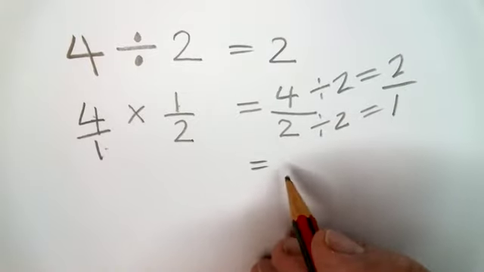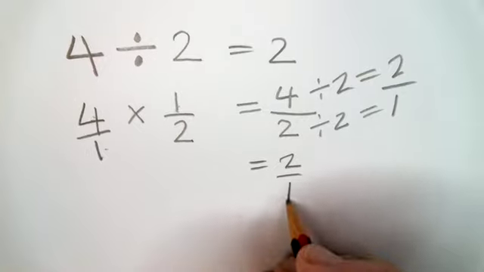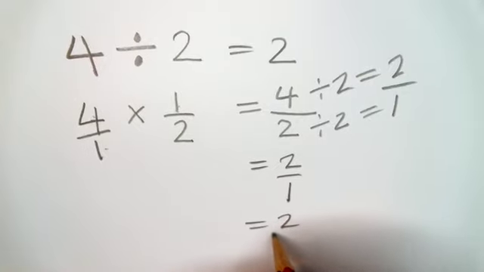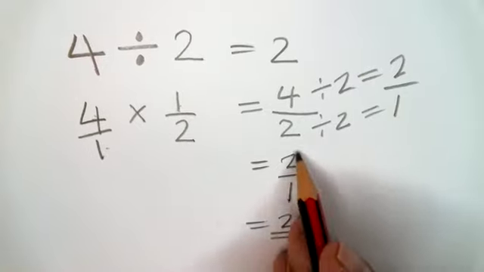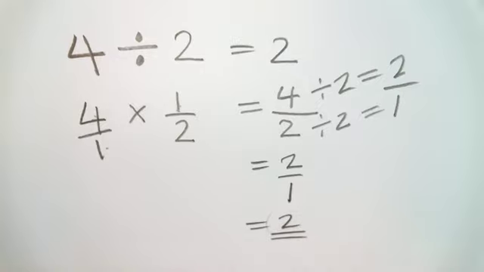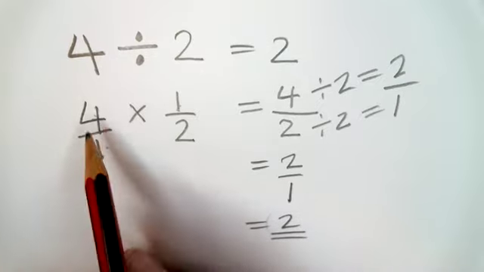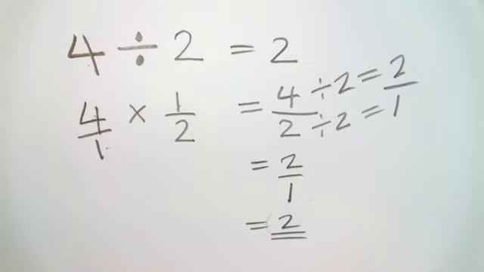And of course, anything divided by itself is equal to itself. So 2 over 1 is the same as just saying 2. 4 over 1 is the same as saying 4. 1 billion over 1 is the same as saying 1 billion.